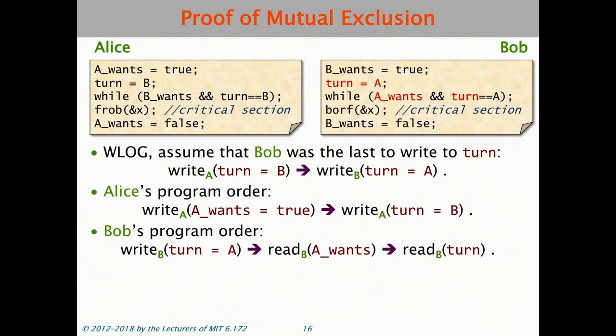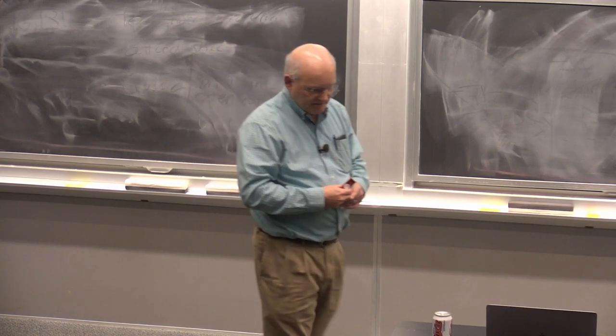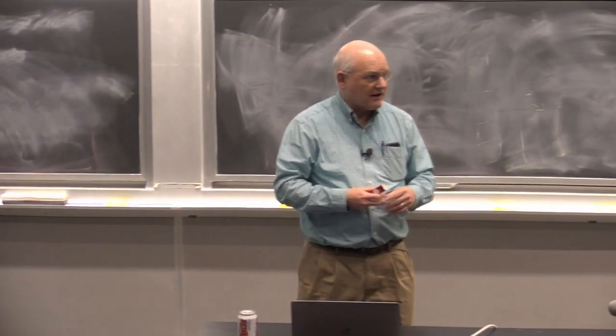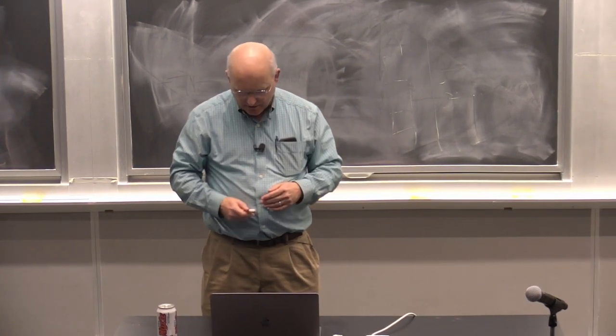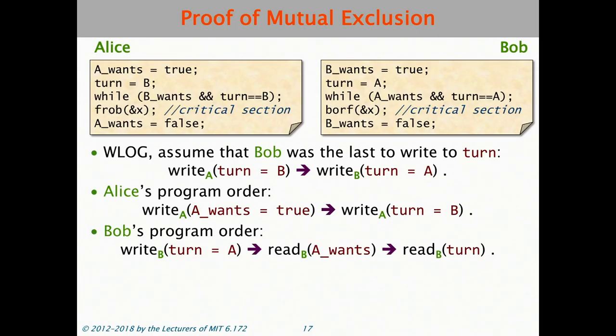Any question about that? Okay. Is that good? So I've established these two chains, and actually I have three chains here that I'm now going to combine. Let me look to see the order of everything that happens. The earliest thing that happens is that Alice wants is true, right? That's the earliest thing happening here.